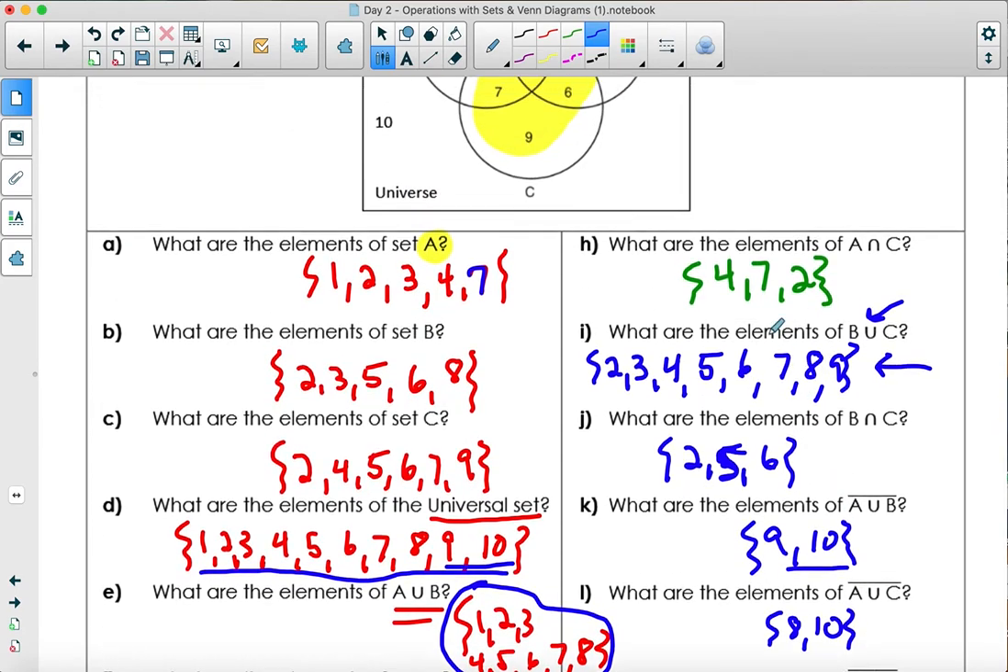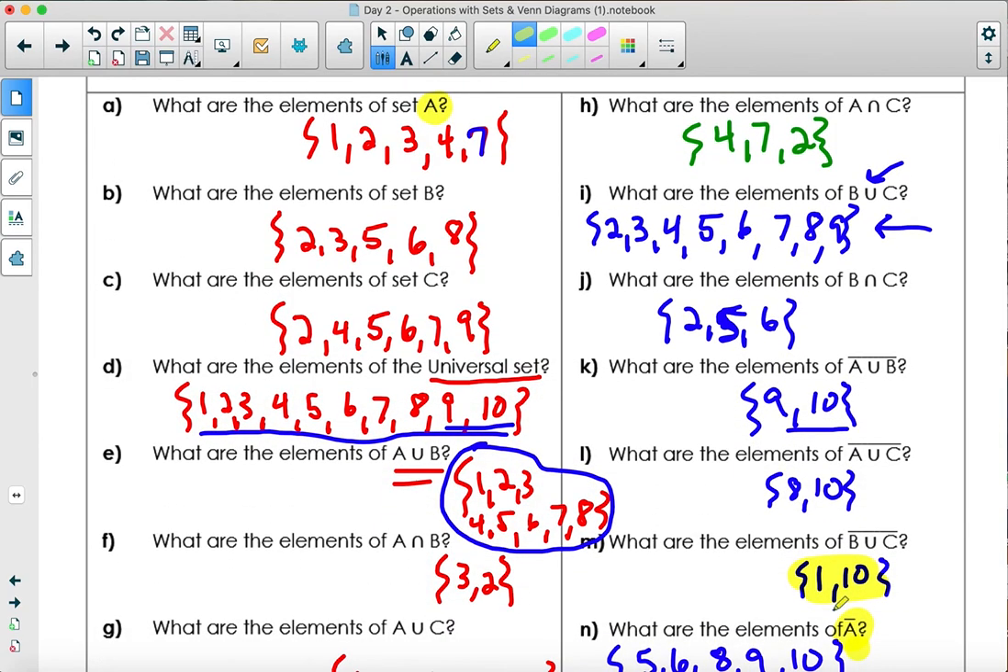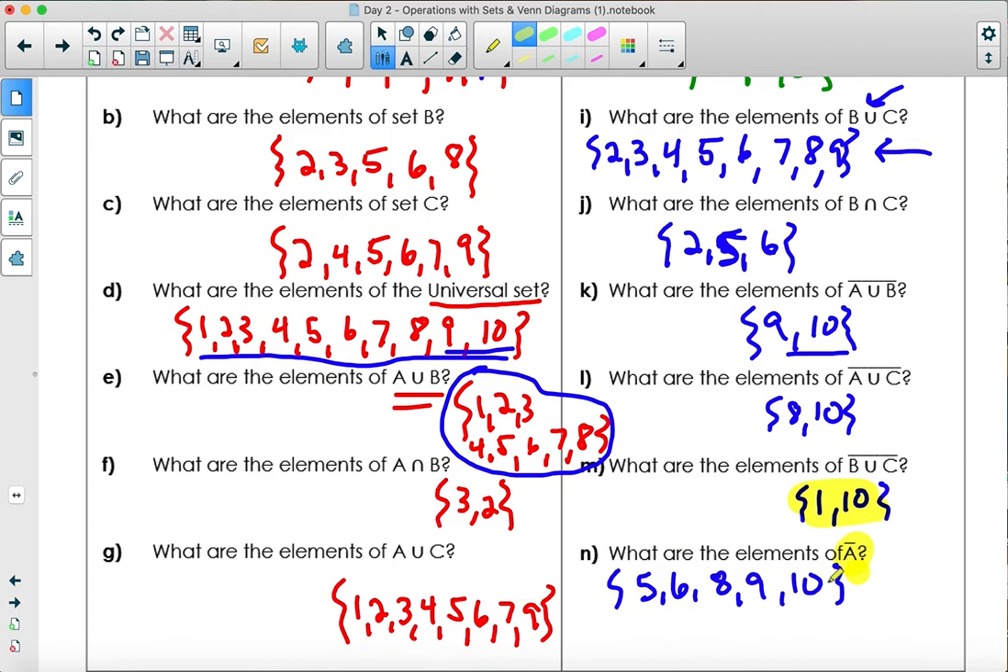And if you go back up to the picture, since set A contains everything in set A, that's silly to say. I'm going to highlight it. This is everything set A has. So what's not in set A is 5, 6, 8, 9, 10, which is what we had. 5, 6, 8, 9, 10. Right? So that's really what today's lesson was all about.